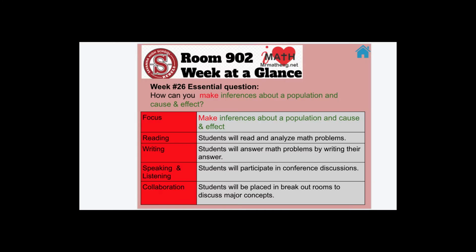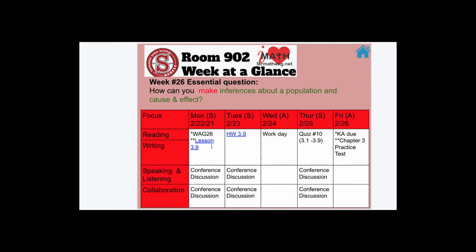What's our central question this week? How can you make inferences or conclusions about the population and if the experiment is a cause and effect? So today we have Week at a Glance 26 and our lesson 3.9. Tomorrow you'll work on homework 3.9. I won't see you guys on Wednesday. Thursday we're going to take a quiz basically on the whole chapter.